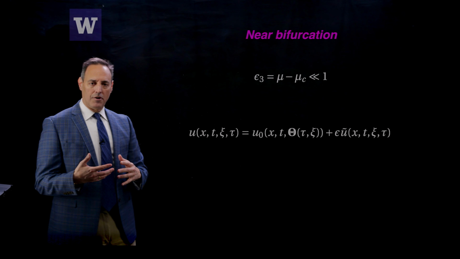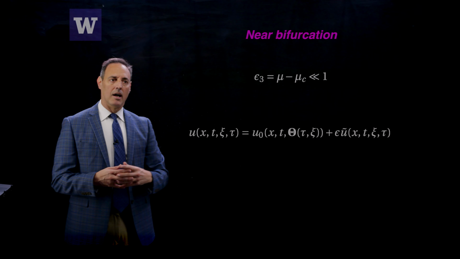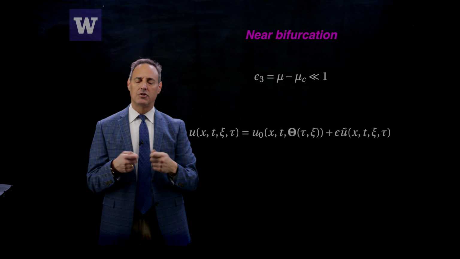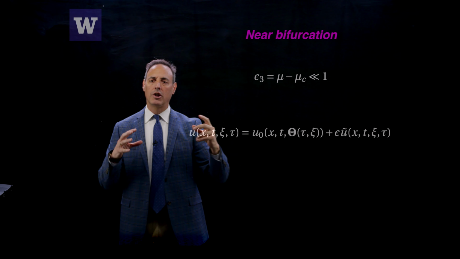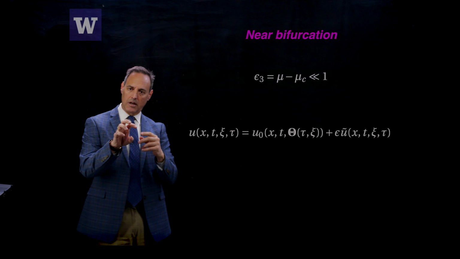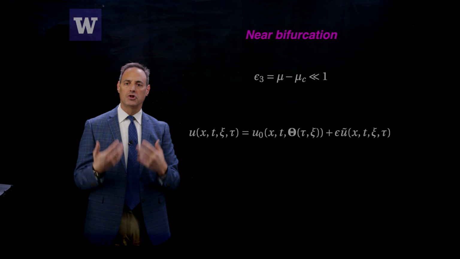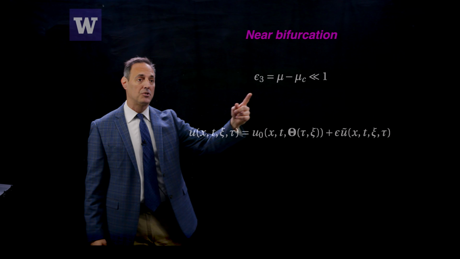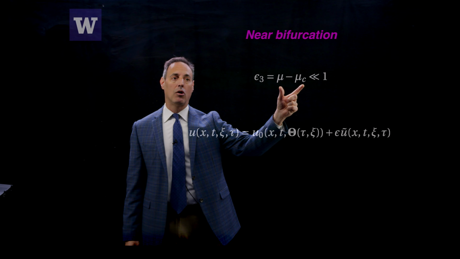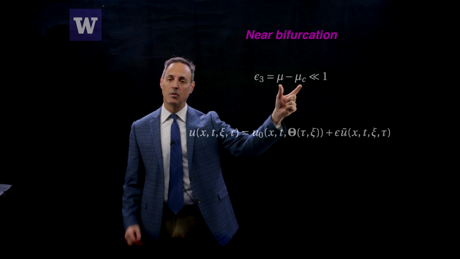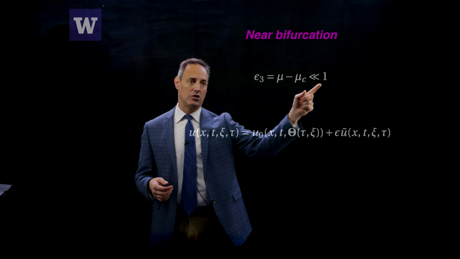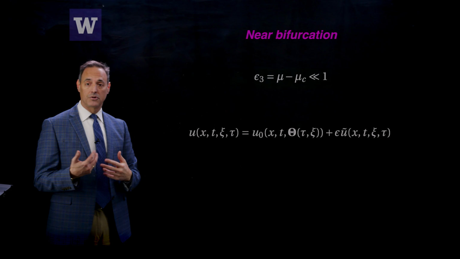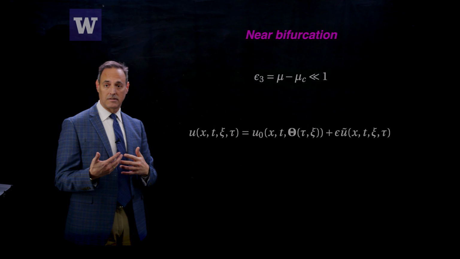There's one other small scale we're going to introduce, which is called epsilon 3, which is going to tell me how close I am to the bifurcation parameter. So all of this analysis is going to be done around some region where the solution changes, in other words, where there's a bifurcation in this spatial temporal system. So epsilon 3 is going to measure how close mu is to mu c, which is where the bifurcation occurs. And so that's going to be small as well. Okay, so I have 3 small scales, all that are going to be determined by dominant balance.